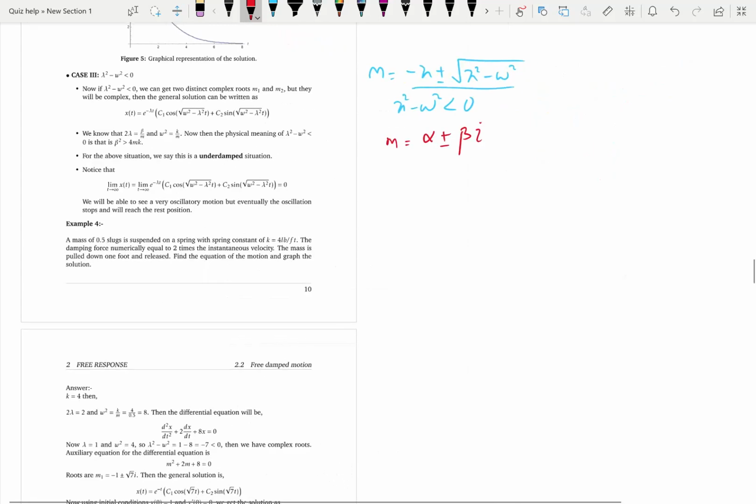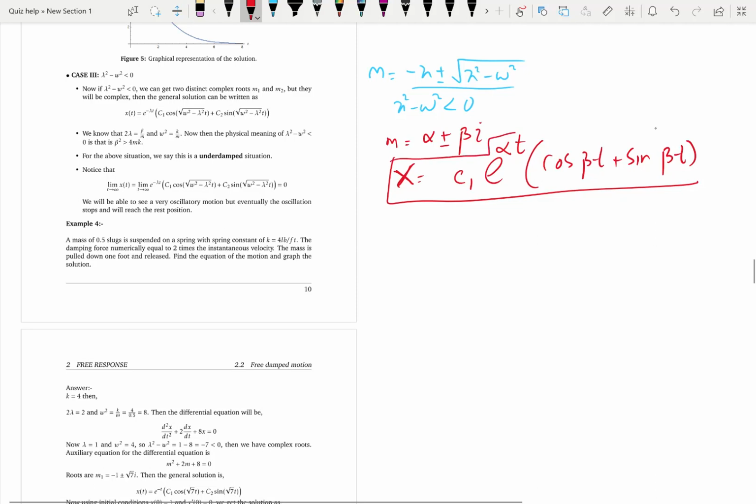So what does the solution look like? So x is c1 e to the alpha t, remember, cosine beta t plus sine beta t. Again, you have to do this transition of the independent variable from x to t. So get used to that, okay? So here x is our dependent variable. Now, this is how a solution will look when you have complex roots for a free damped motion.